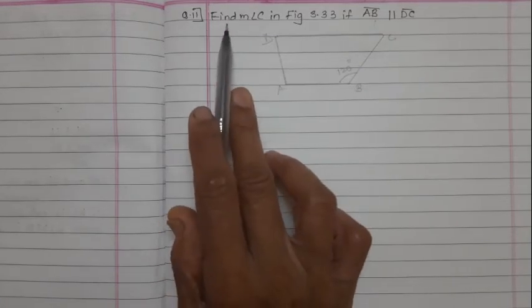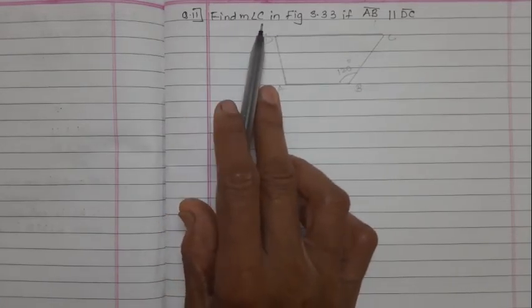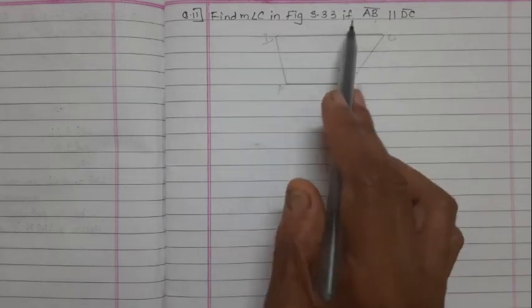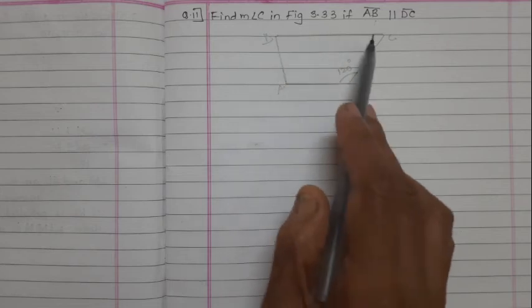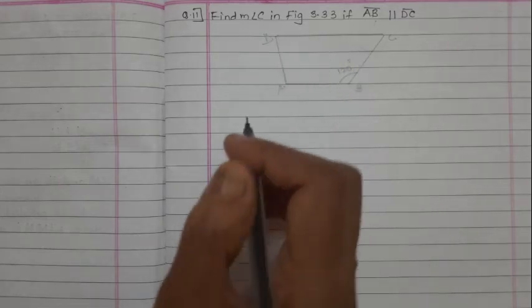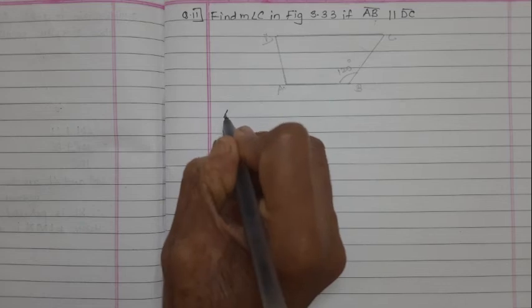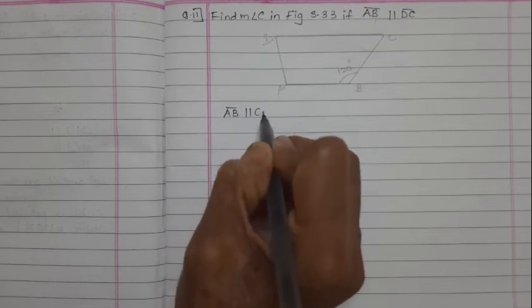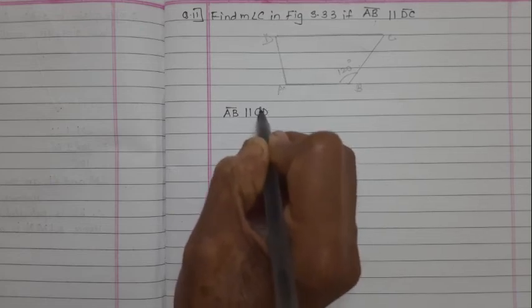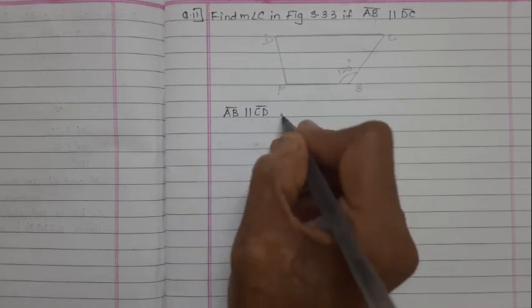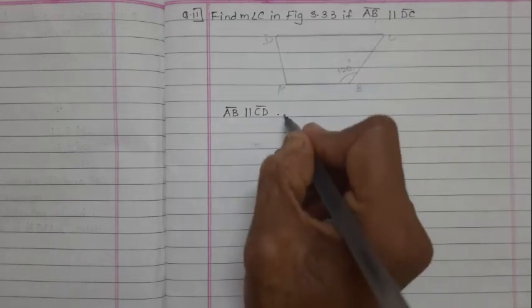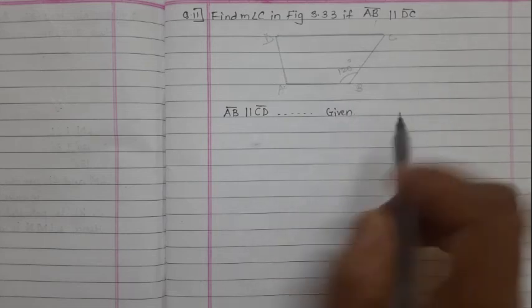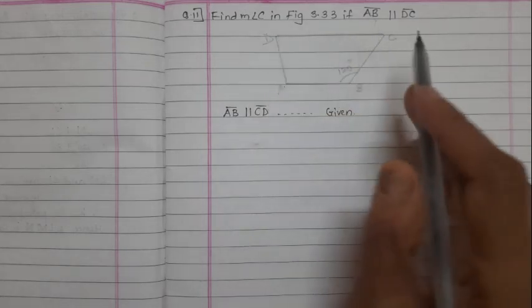Let's solve question number 11. Find measure of angle C in figure 3.33, meaning in this given figure. If AB is parallel to CD. Now what is given? First we will write here AB parallel to CD. Why AB parallel to CD? It is given here. So write the reason here: given. AB and CD are parallel.